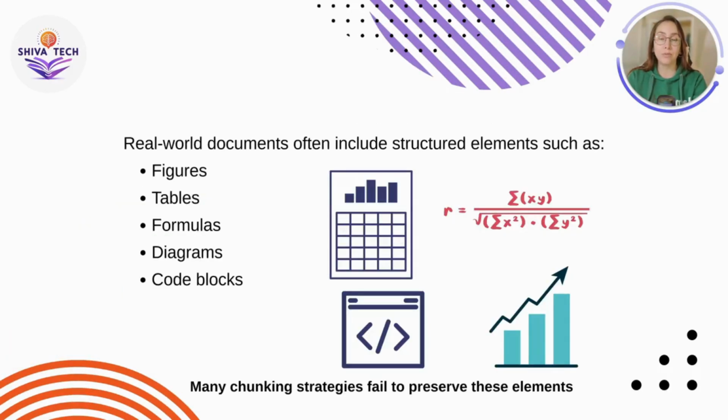Going back to multi-content documents, what I mean by that is that real-world documents often have multiple different data types, like figures, tables, formulas, diagrams, code blocks, and any type of chunking that you are using. If it fails to preserve really valuable information in these types of elements, you literally miss part of the information.